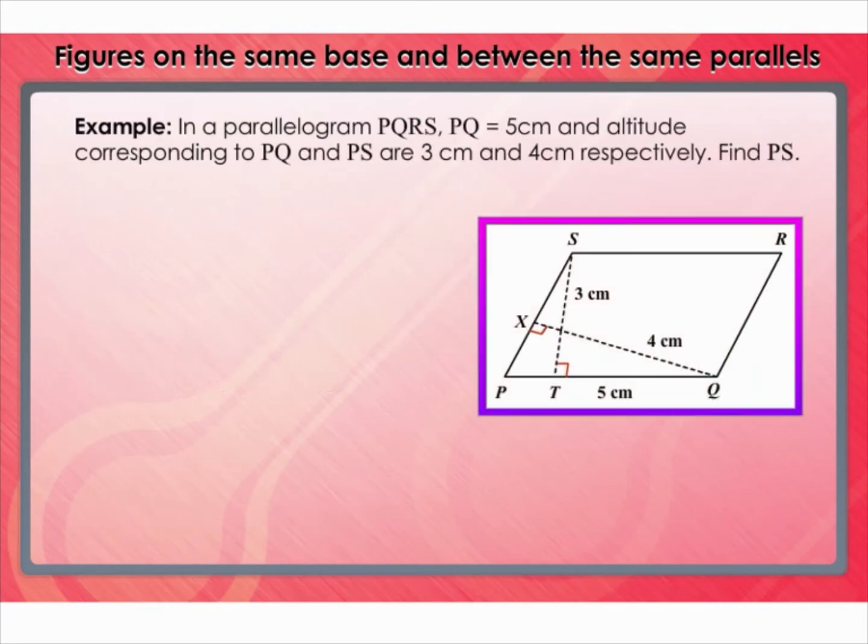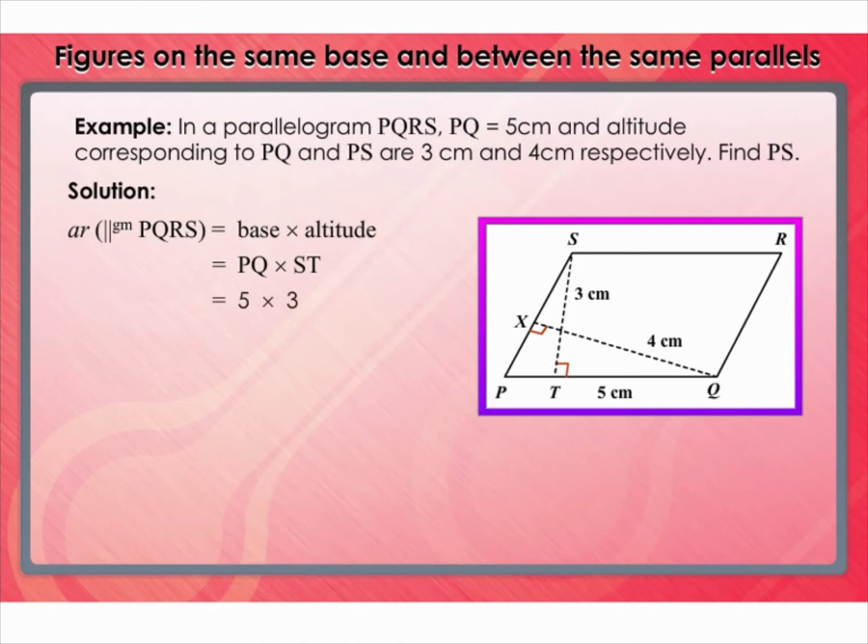Consider the next example. In a parallelogram PQRS, PQ is equal to 5 centimeters. Altitudes corresponding to PQ and RS are 3 centimeters and 4 centimeters respectively. Find PS. We know that area of parallelogram PQRS is equal to product of base and altitude. Here base is equal to PQ, altitude is ST. Substitute the values of PQ and ST. We get 5 times 3, which is equal to 15 centimeters square.